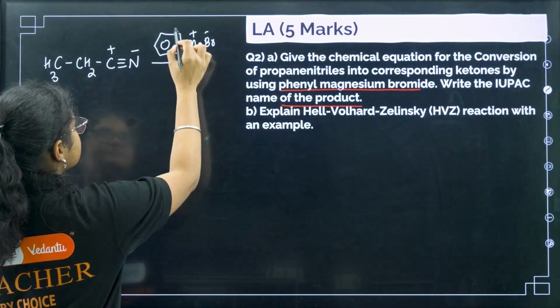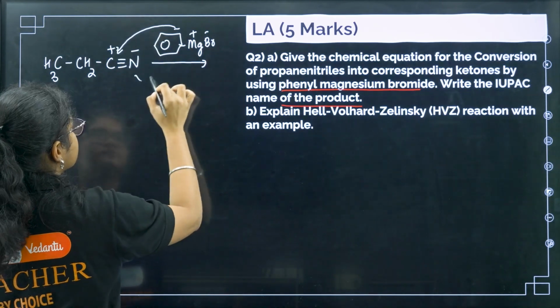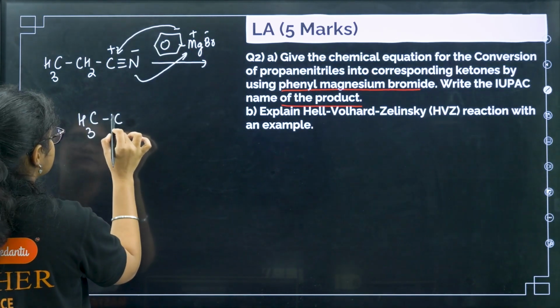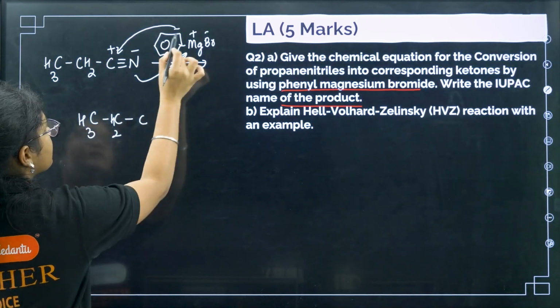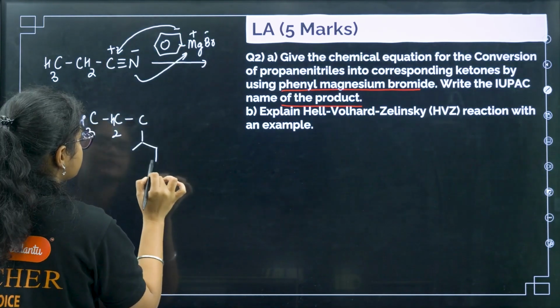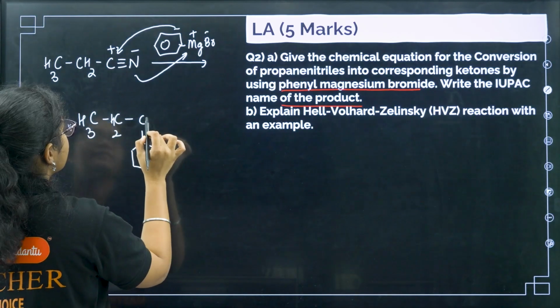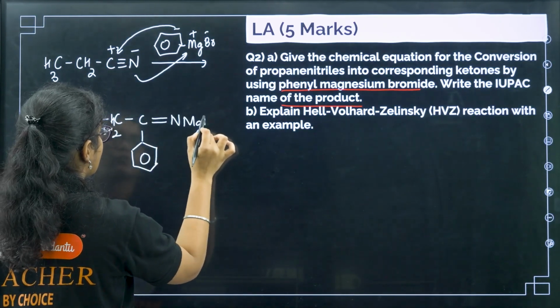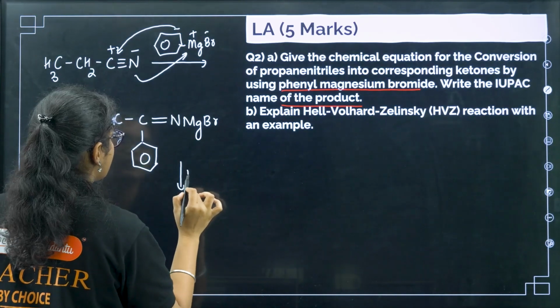This is minus, right? This one will attack here and this one will attack here. So what will I get? CH3 CH2 C, then I have this phenyl group attached here, right? And then we have double bond N MgBr. Okay, next what you can do, just do hydrolysis.